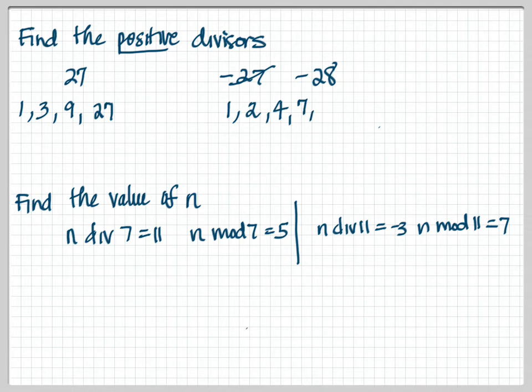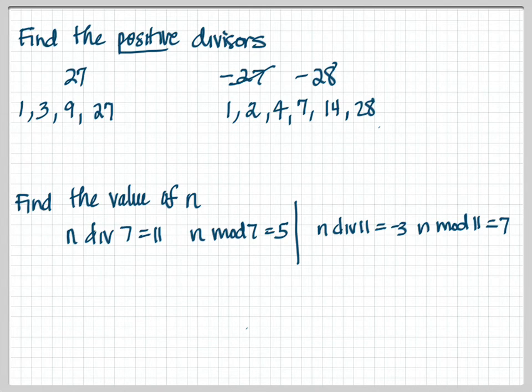5 is no good. 6 is no good. I just said 7 was good. 8 is no good. 9 is no good. 10, 11, 12. Let's see, is 12 any good? 12 times 2 is 24, so nope. 13, 14. How about 14? 14 would be good because it would go in 2 times. 15, 16, 17, 18, 19, 20, 21, 22, 23. Okay, I think it's safe to say that we're up to 28. All right, so those are the positive divisors of negative 28.